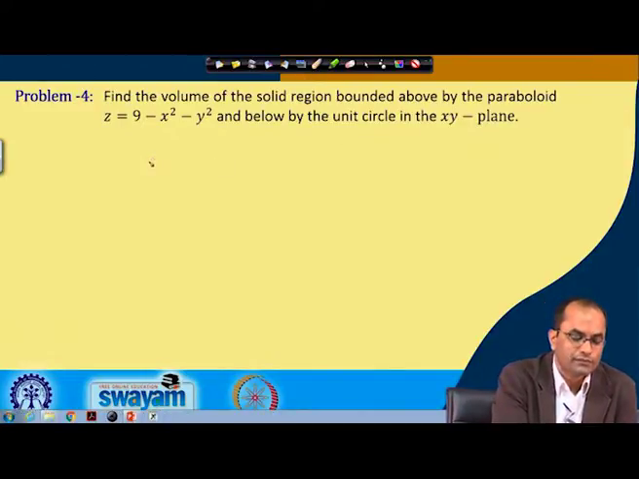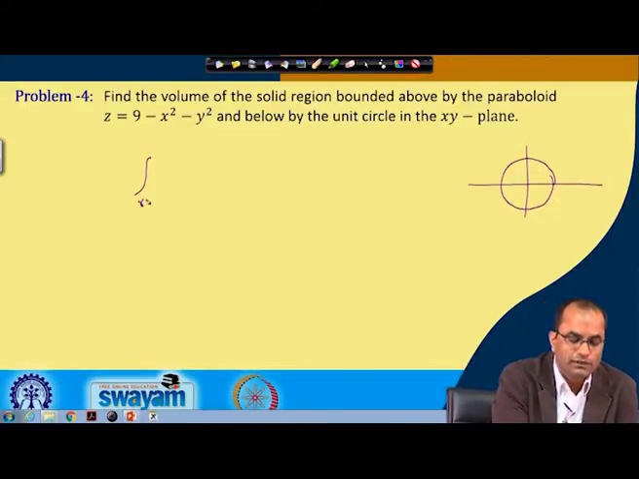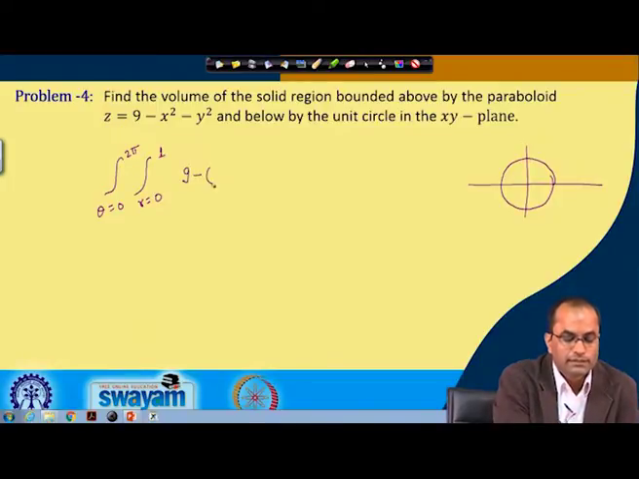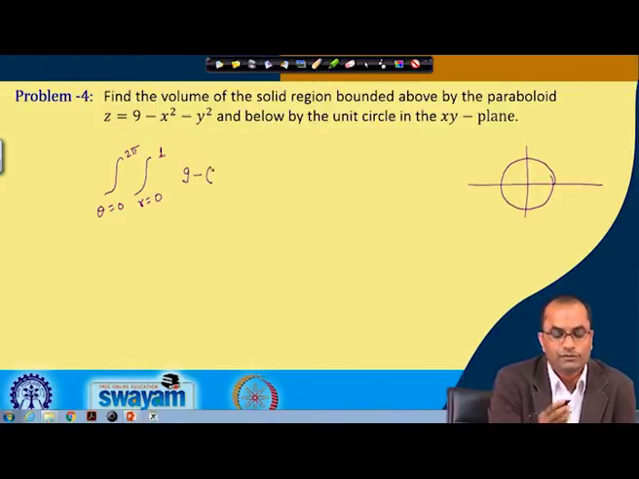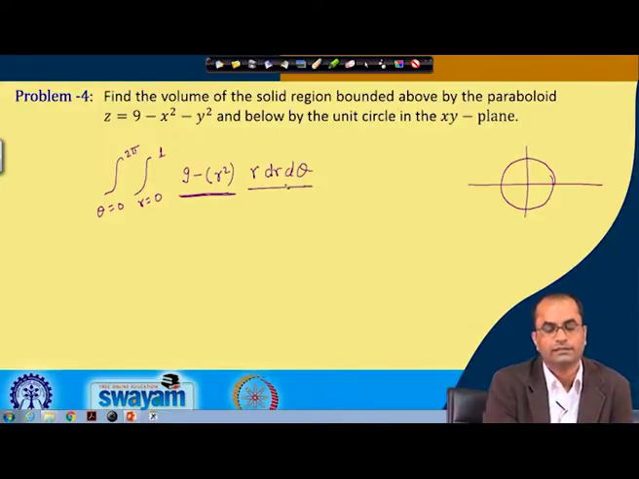So, we know the region now, and we can easily draw the limits. So, r will go from 0 to 1. We have the unit circle. For the limits of theta, it will be from 0 to 2 pi, and we have the integrand 9 minus x square plus y square, which will become r square in the polar coordinate, and then we have r dr d theta. So, that is the integrand here, and then this r dr d theta.